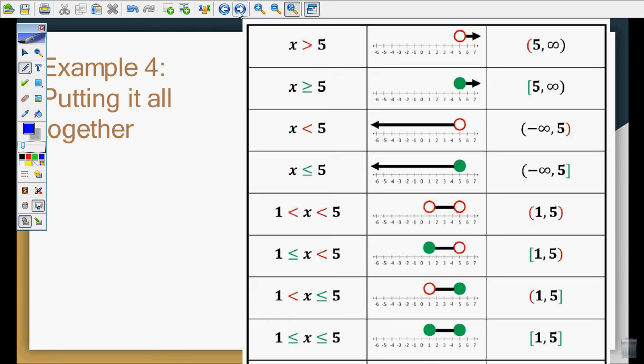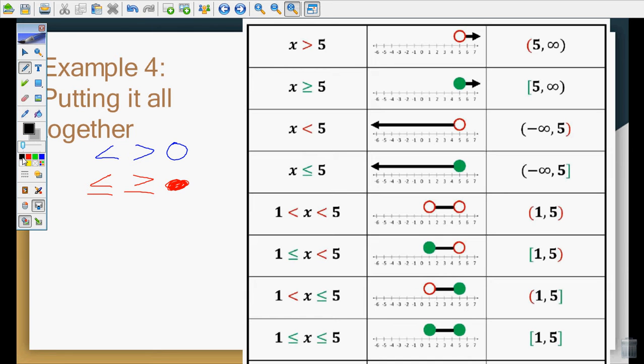Yes, you're correct. All right, so when we're putting it all together, let's summarize what all of our parts mean. If I have a less than or greater than symbol, is that an open circle or a closed circle? Open. Good job, guys. If I have less than or equal to or greater than or equal to, then it is a closed circle, because it's equal to.